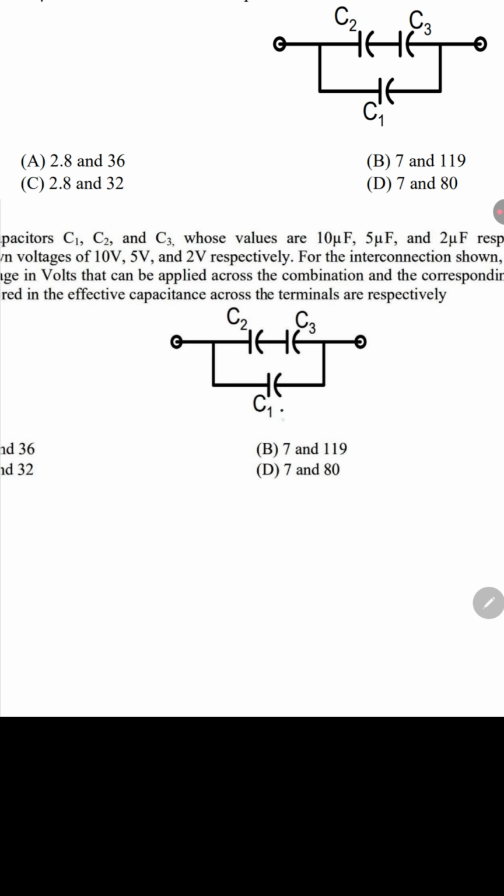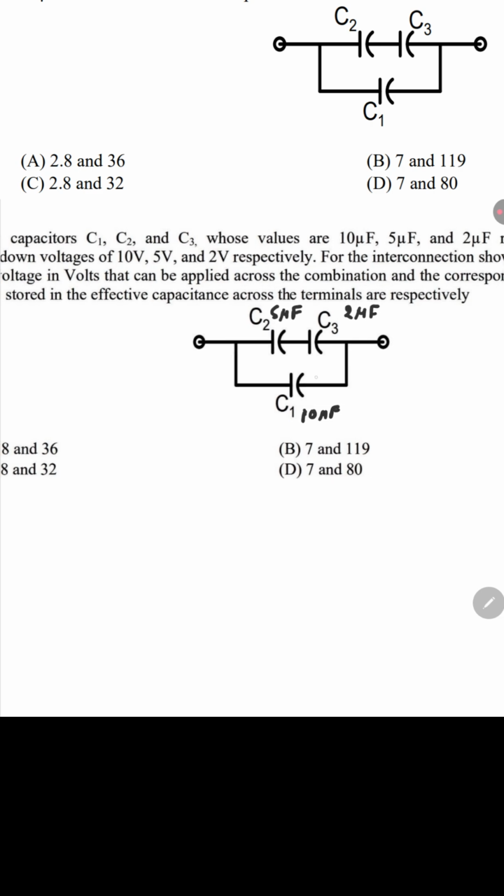The capacitance value C1 is 10 microfarads, the value of C2 is 5 microfarads, and the value of C3 is 2 microfarads. And you are also given the cutoff voltages, or the breakdown voltages. So this is 10 volts, 5 volts and 2 volts. You need to find out the maximum value of voltage which can be applied across these terminals without breakdown of the capacitors, and corresponding to that voltage, what will be the charge across the terminals.